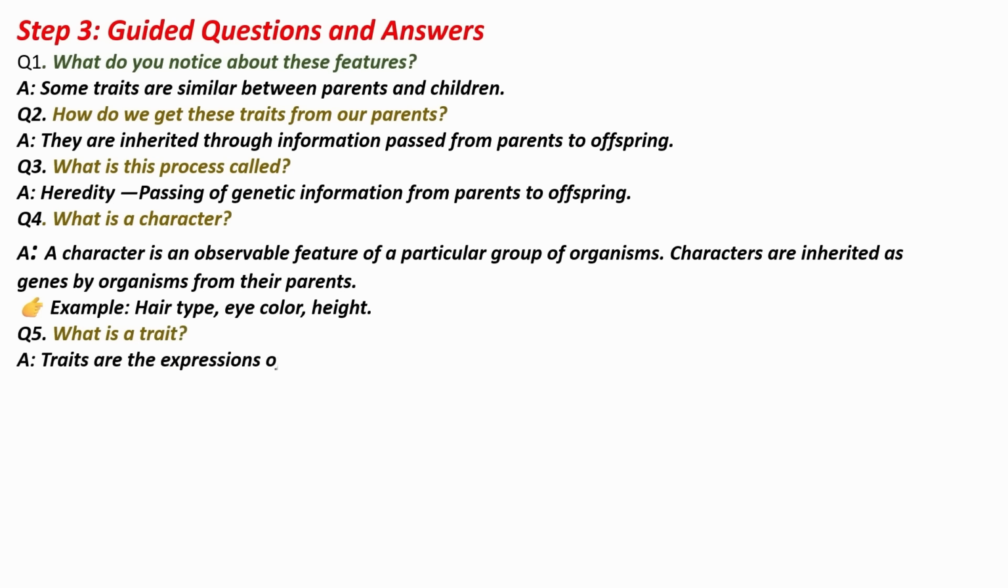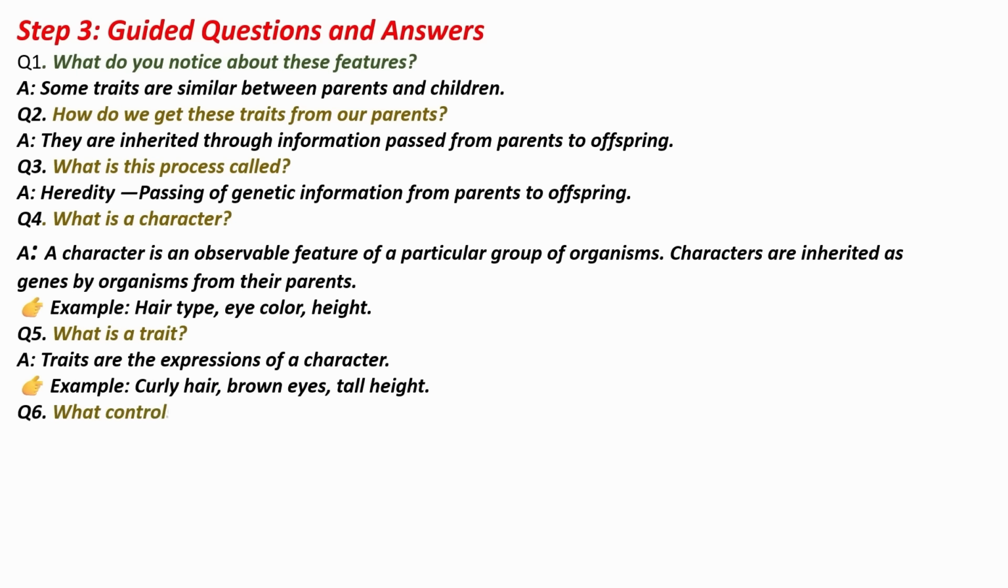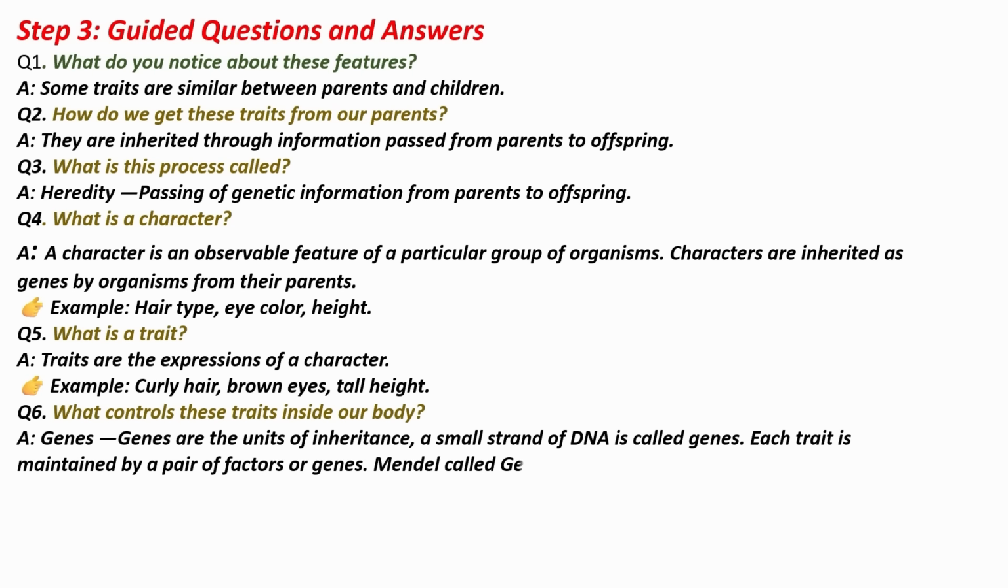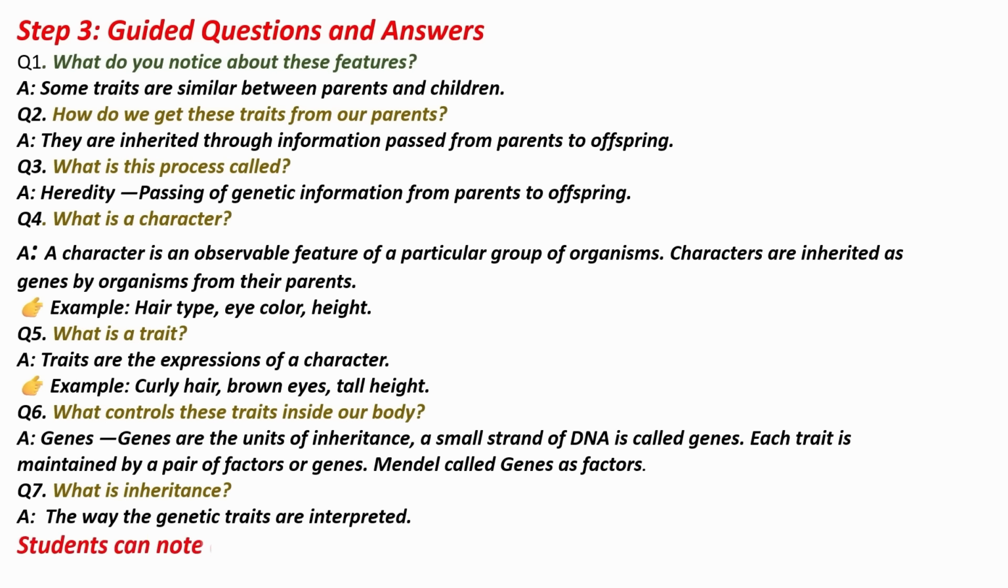What is a trait? Traits are the expressions of a character. Example, curly hair, brown eyes, and tall height. What controls these traits inside our body? Genes. Genes are the units of inheritance. A small strand of DNA is called a gene. Each trait is maintained by a pair of factors or genes. Mendel called genes as factors. What is inheritance? The way the genetic traits are interpreted.